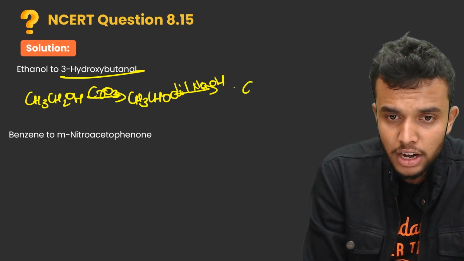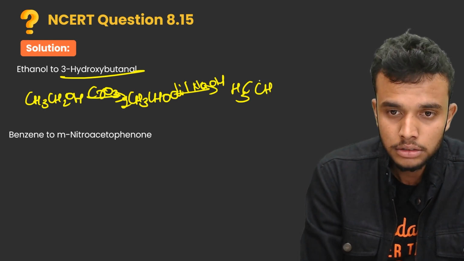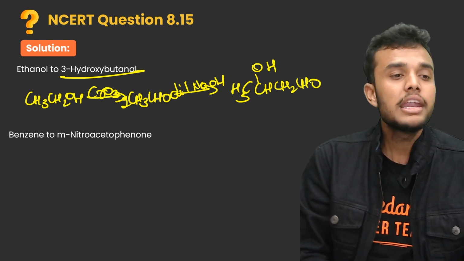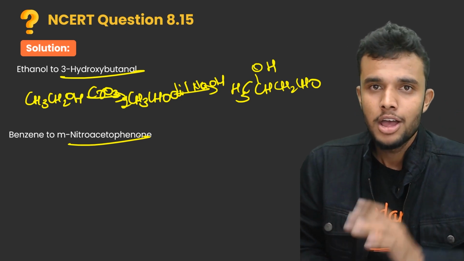What is the structure of 3-hydroxybutanal? Two compounds of this undergo reaction to yield this one, right? Understood? Next, move on to the fourth one, benzene to meta-nitroacetophenone.